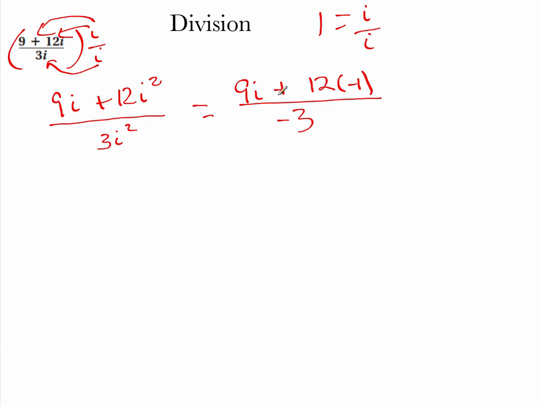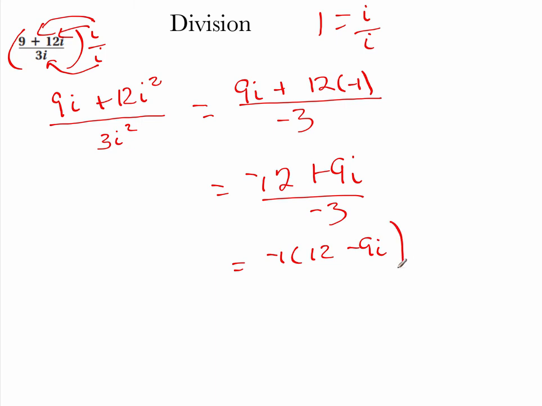So let me rewrite this with the real part first. This is 12 minus 12 plus 9i divided by negative 3. And I don't mind you leaving it this way, but if you want to get rid of this negative sign, you could factor a negative 1 out of the numerator. 12 minus 9i divided by negative 1 times 3. Then those would cancel. So this would be 12 minus 9i over 3.